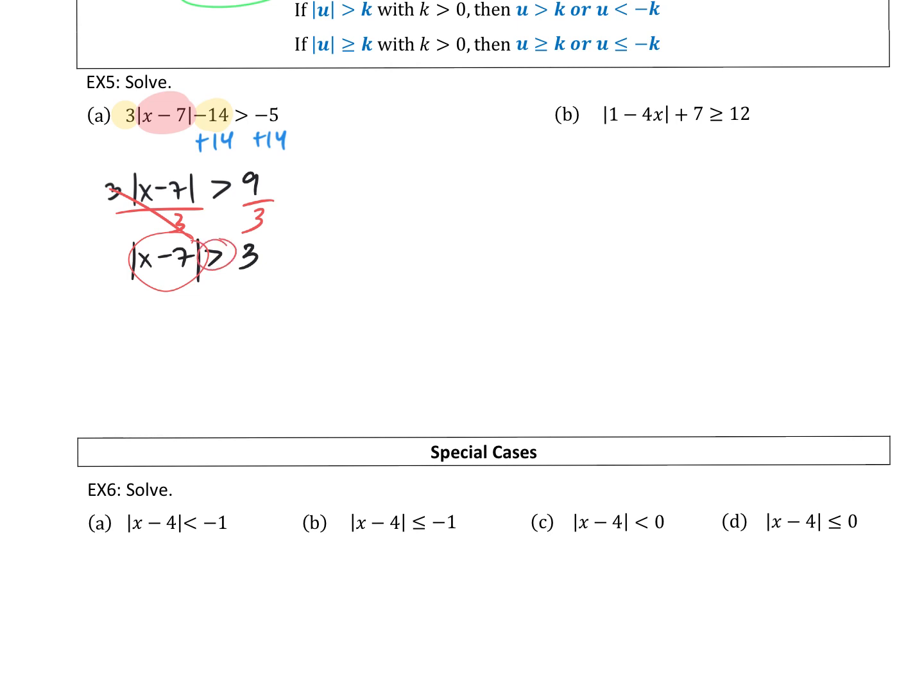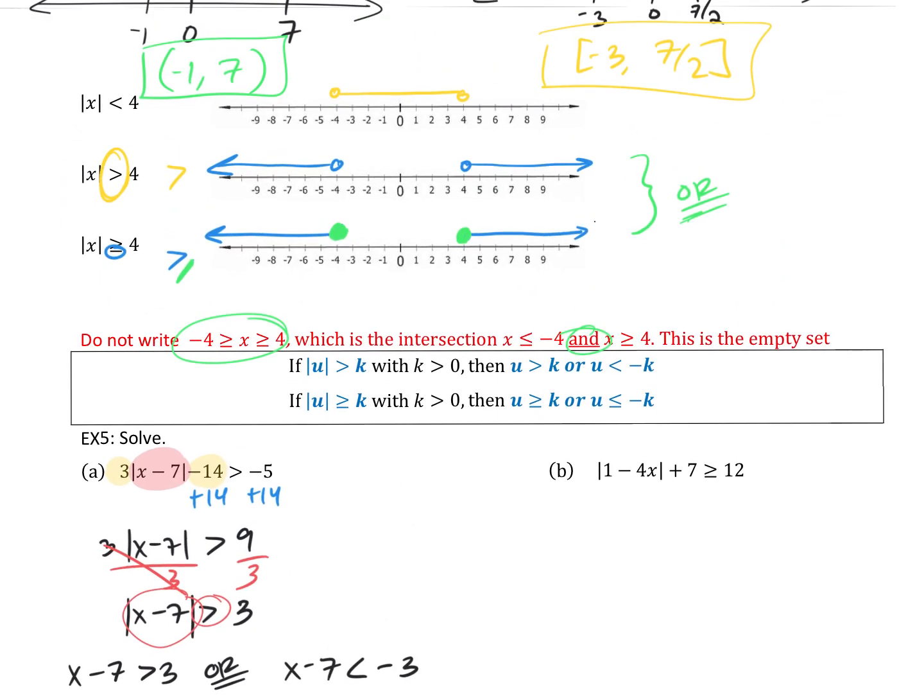So what would the OR statement look like? Well, we know it needs to be greater than the boundary of 3, or it'll be less than the opposite of 3. Just like above here, it was either greater than the positive or less than the negative when we graph it.